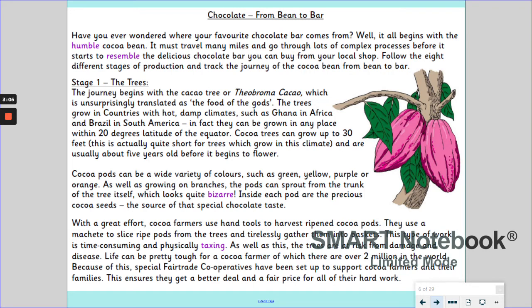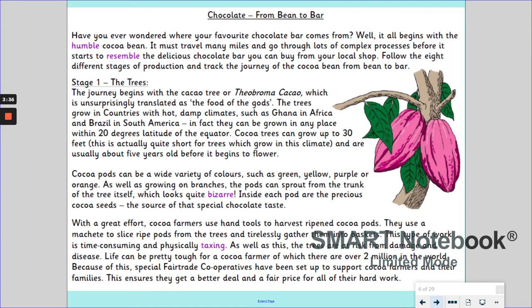I'm going to read today's text, and then all questions will come afterwards. Chocolate from bean to bar. Have you ever wondered where your favourite chocolate bar comes from? Well, it all begins with the humble cocoa bean. It must travel many miles and go through lots of complex processes before it starts to resemble the delicious chocolate bar you can buy from your local shop. Follow the 8 different stages of production and track the journey of the cocoa bean from bean to bar.